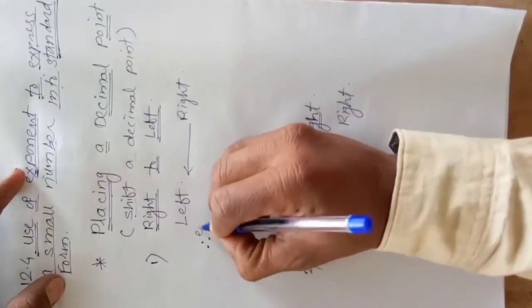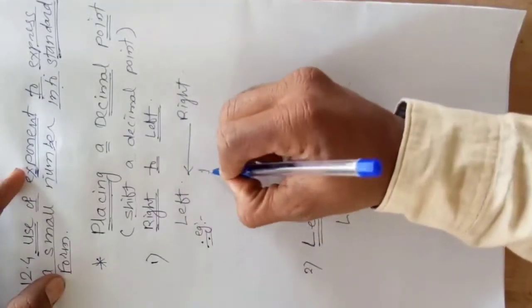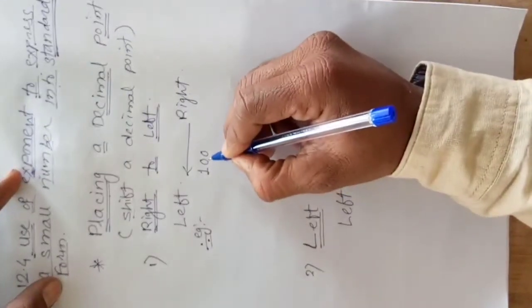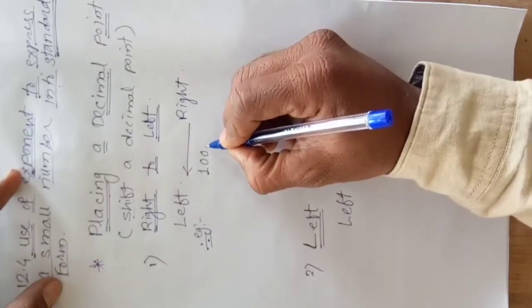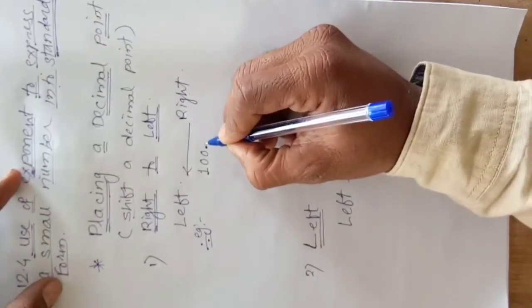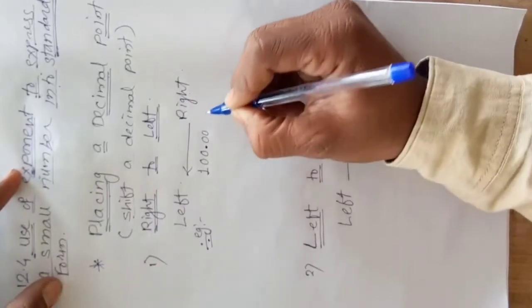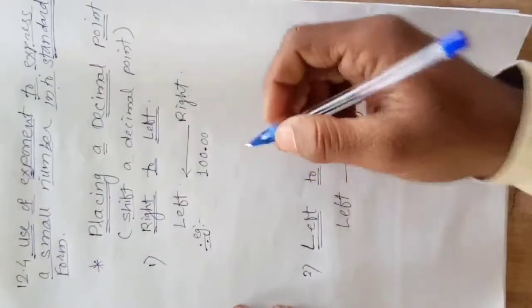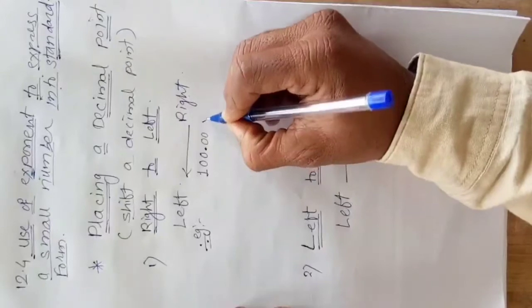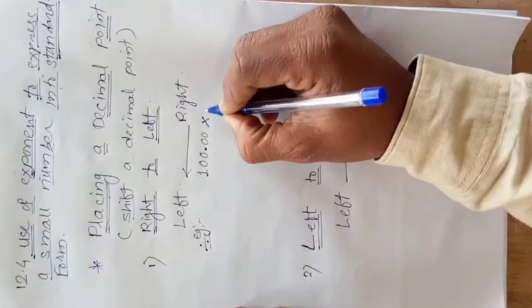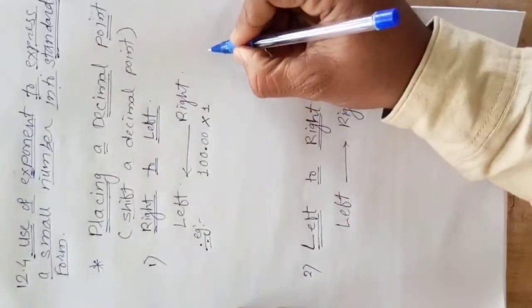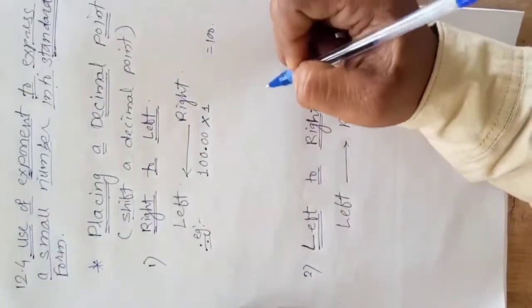If we consider, for example, the number 100, in this number there is no decimal point, but after 100 there is a decimal point, and we can also write any number of 0s. Now we simply understand this as 100 into 1. So our answer does not change. 100 into 1 always equals 100.